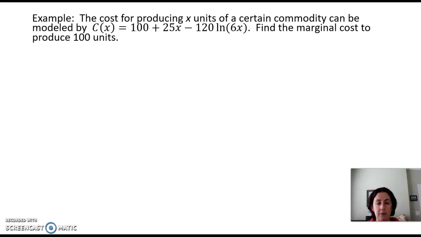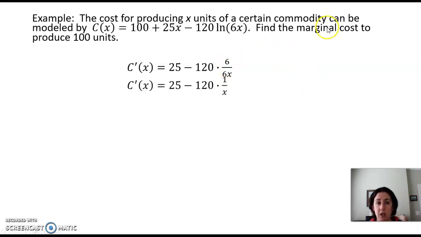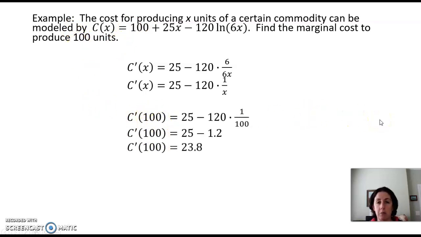All right, let's look at one more type of example. The cost for producing x units of a certain commodity can be modeled by C of x equals 100 plus 25x minus 120 natural log of 6x. Find the marginal cost to produce 100 units. Remember what marginal cost is. The marginal cost is how quickly the cost is changing at any given moment. How quickly something is changing at any given moment is the instantaneous rate of change, so the marginal cost will be the derivative of the cost function, which will be 0 plus 25 minus 120 times the derivative of the inside over the inside, and notice the 6's will in fact cancel. So we found the marginal cost. Now to produce 100 units, we will plug 100 into that derivative to get 23.8.